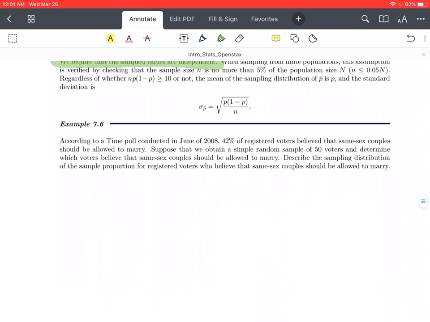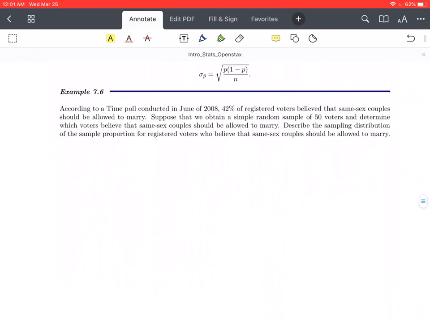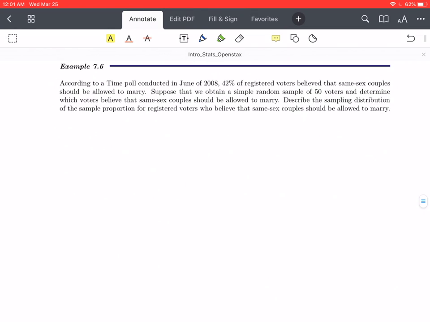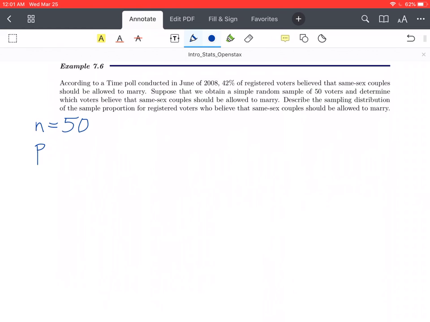So again, referring back to that same poll, we're looking at a simple random sample of 50 voters and determining which voters believe that same-sex couples should be allowed to marry. So that was the poll. Describe the sampling distribution of the sample proportion for registered voters. Okay, well, we know that n is 50. That's our sample size. We know that p, the proportion, is 42%, so that's 0.42.